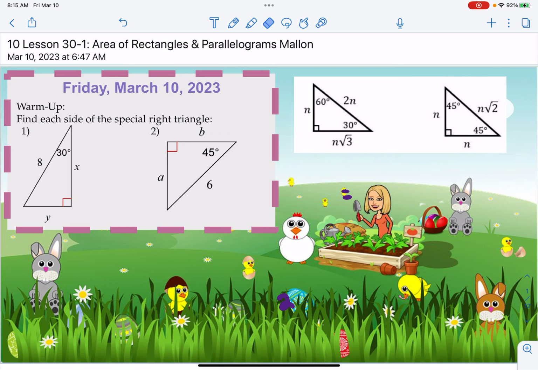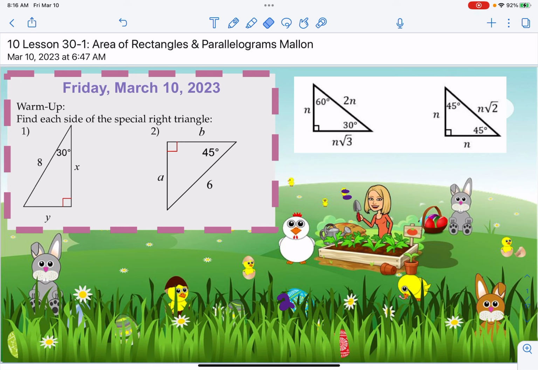So here's what we're going to do today. We're going to talk about finding area of rectangles and parallelograms, but first we're going to start with this warm-up. You're given 30, 60, 90 and 45, 45, 90. Pause this video right now to complete these two problems. You're finding the measurement of each one of these sides. Pause it now.